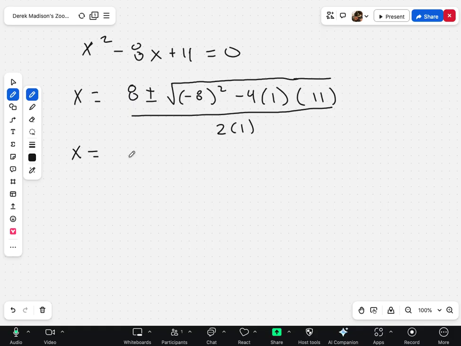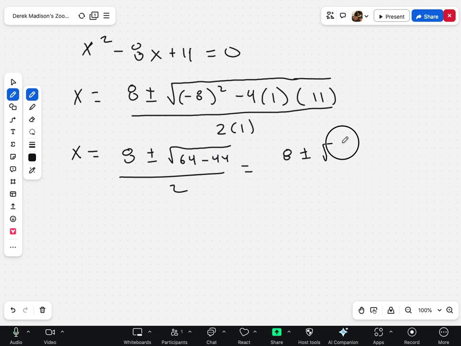So x equals 8, and then plus or minus, that would be 64 minus 44, all over 2. So it's going to be 8 plus or minus root 20 over 2. If we only needed the approximate, I would stop right there and throw it in the calculator and not bother with the simplifying. This question asks for both forms of the answer, so we do have to keep going.